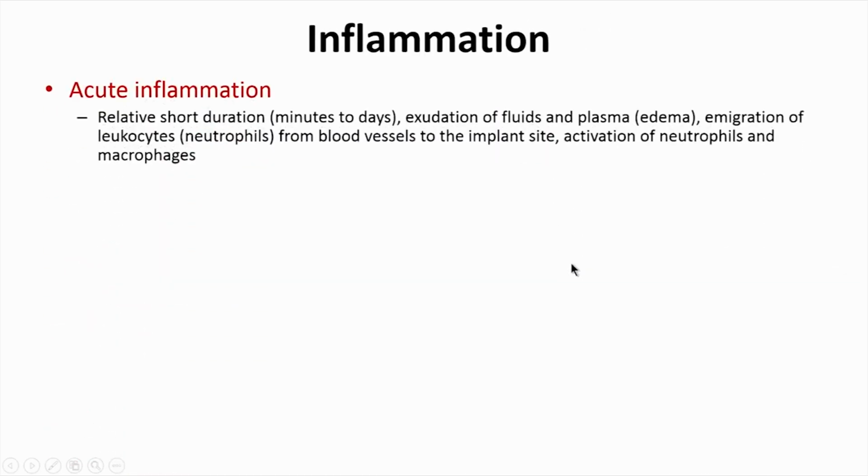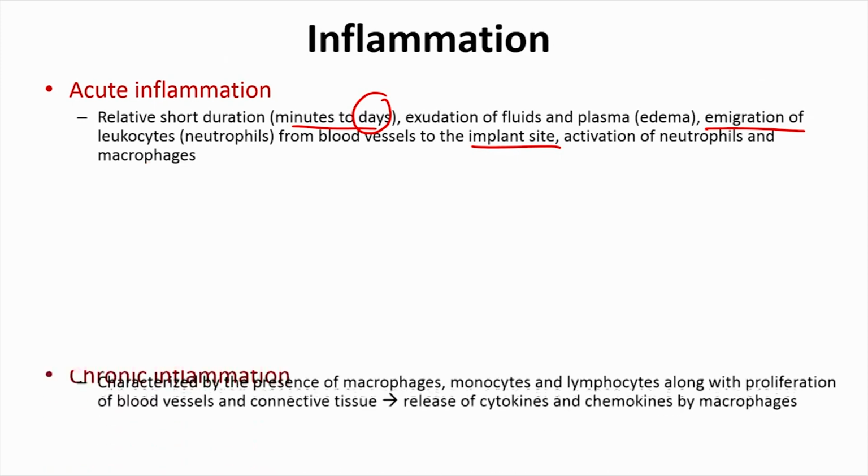Okay. So, starting with inflammation. It could be an acute inflammation, so relatively short duration, as I just said, could be minutes to days. If it is going to days, you have swelling, you have fluids accumulating at the site because of the vasodilation. You have immigration of the leukocytes, especially neutrophils, they are coming to the sites through these dilated blood vessels to the implant site, if you are looking at implants. And this is causing activation of these cells as well as macrophages. So, that is the initial part. That is called acute inflammation.